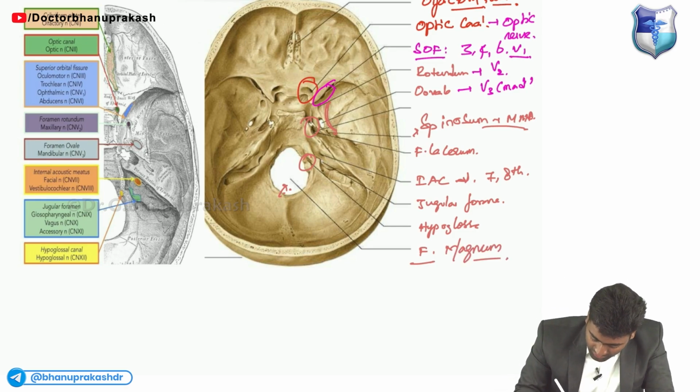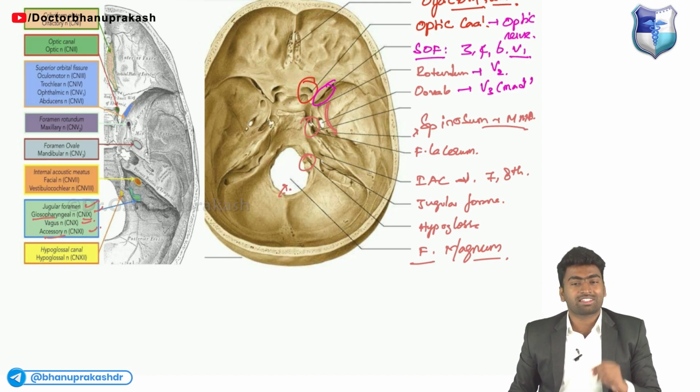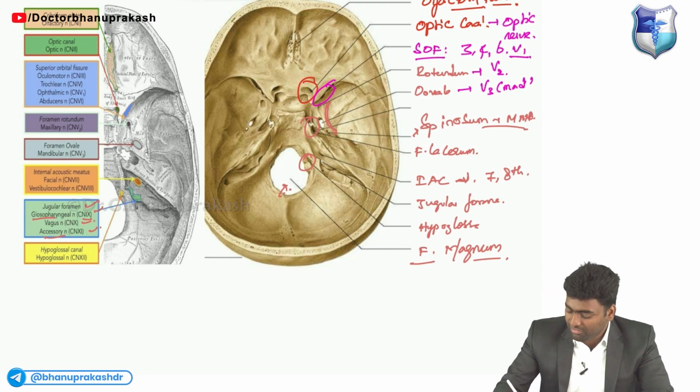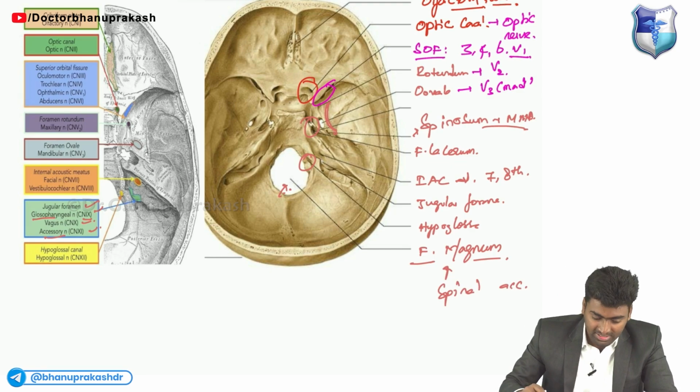We know the jugular foramen gives passage to the glossopharyngeal nerve, 9th and 10th, and some part of the accessory nerve. We know there are 2 parts of the accessory nerve, the cranial and the spinal part. The spinal part will be passing through the foramen magnum. Okay, spinal accessory nerve. Yeah, good.